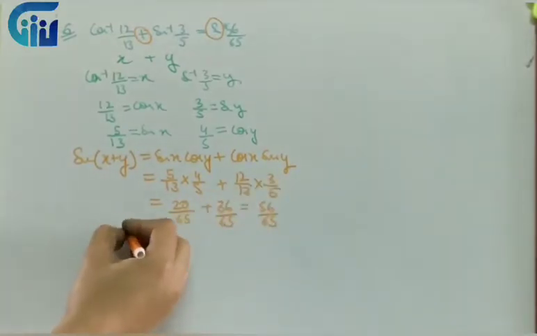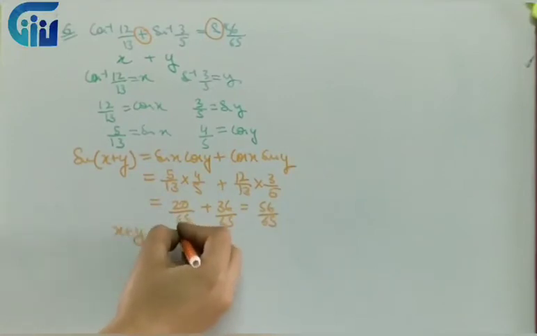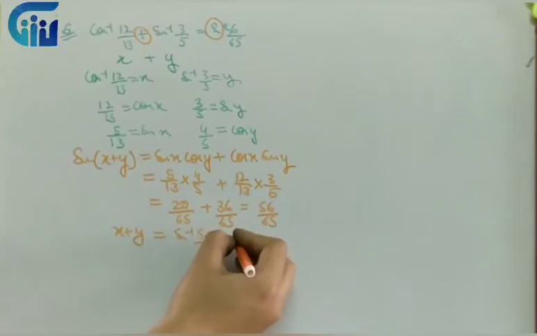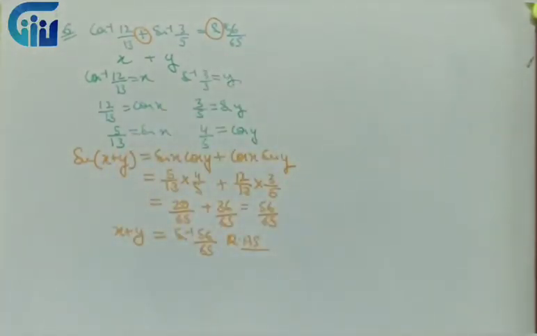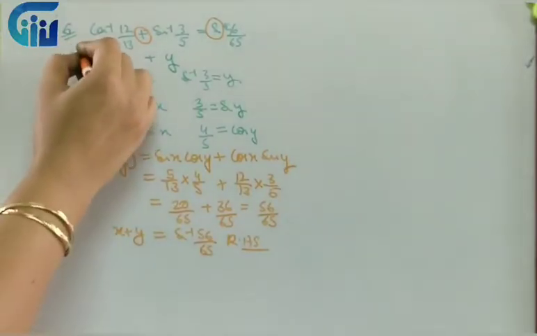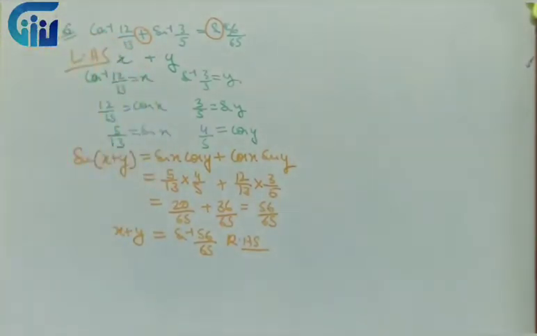Right? So if I take inverse of both the sides, x plus y is sine inverse 56 by 65, which is my right hand side, right? X plus y was left hand side and my right hand side has come out to be sine inverse 56 by 65, right? So these are the type of questions which we are required to solve like this.